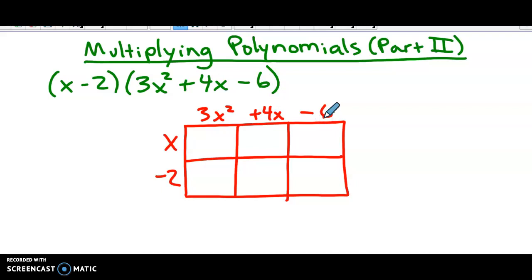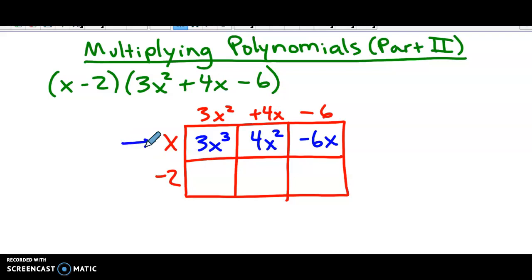Once you've set up your box, to get each box filled in, you need to multiply. So in this case, we have 3x squared times x is 3x to the third. This is where most of us make mistakes. And x times x squared is an x to the third. 4x times x is 4x squared. Negative 6 times x is negative 6x. So I multiply all 3 of those top values by x.